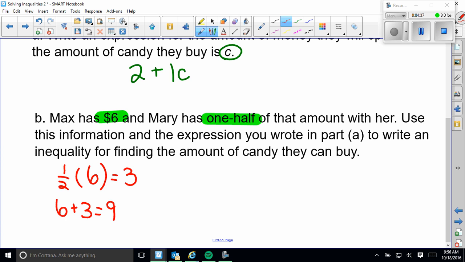So that's how much they could spend because that's how much they have. So that's going to be our maximum value. Okay? Can they spend that much? Yes. So that means the 9 is included. And we show that with the line under the inequality sign. So now we need to use the expression. So we know what they're trying to buy. So we're going to use the expression right here down here. So we're going to plug that in. So 2 plus 1c.